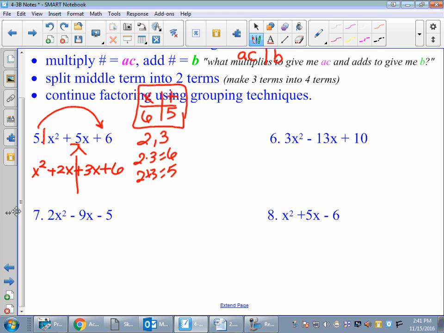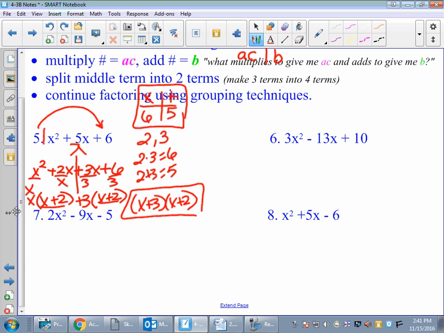Split it down the middle and factor by grouping. So this should all be repeat from before. So you take out an x. So you're going to divide by x, x goes on the outside. I'm left with x plus 2. On the other side, divide by 3, take out a 3, I'm left with x plus 2. And so because these 2 quantities match, the outside numbers can be put together. So I'm left with x plus 3 times x plus 2.